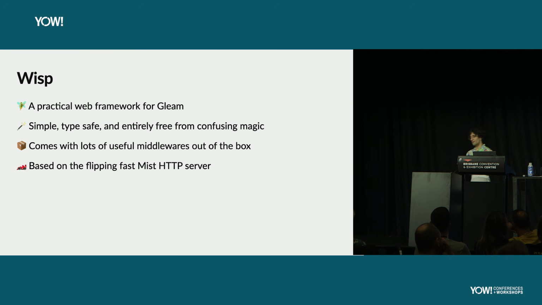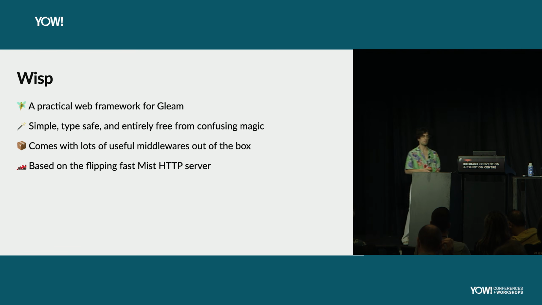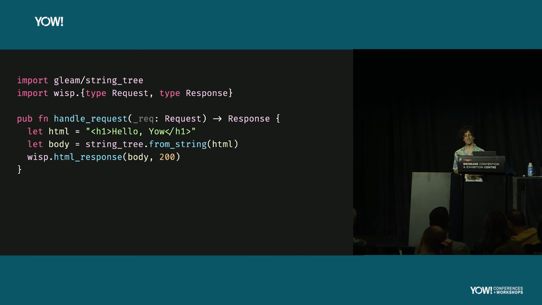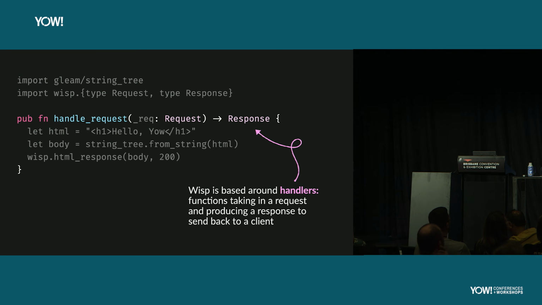And this really reflects in Gleam's own frameworks and libraries. Wisp, for example, is a simple framework that doesn't rely on confusing magic and just stays close to this idea of just using function calls. So let's have a look at some code. The main idea in Wisp is that we have handlers. A handler, basically, is a function that takes in a request from a client and has to return a response that we then send back to the client.